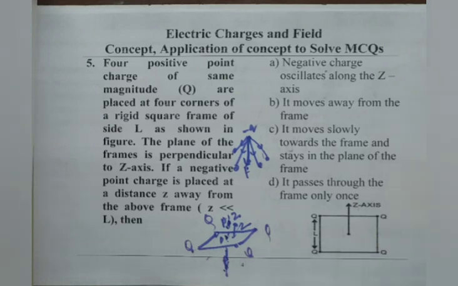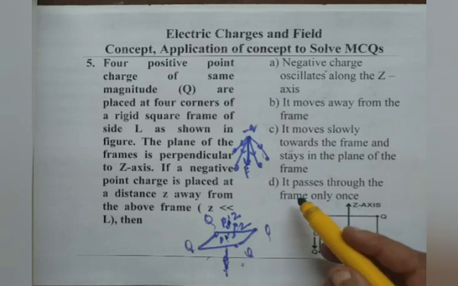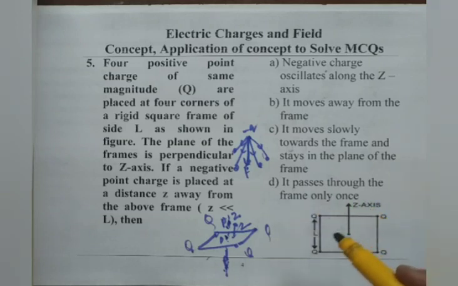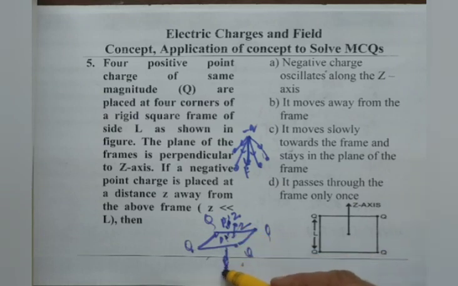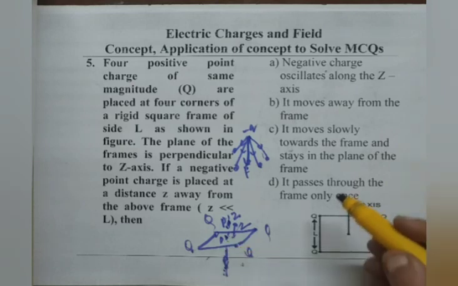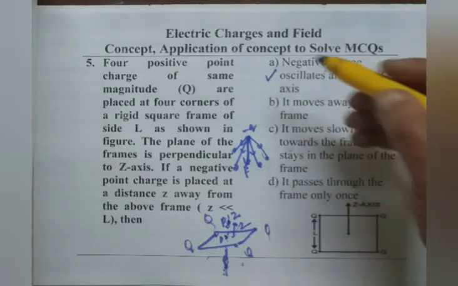Negative charge oscillates along the z axis. That is true. We read all the three more. It moves away from the frame. No, it's not correct. It moves slowly towards the frame and stays in the plane of the frame. That's also not correct. It cannot stay because it acquired sufficient kinetic energy to move on to the other side. So it passes through the frame only once. That's also not correct. It has to come back because on the other side, here in this figure downward, it is going to be pulled back again. Therefore, the negative charge oscillates.